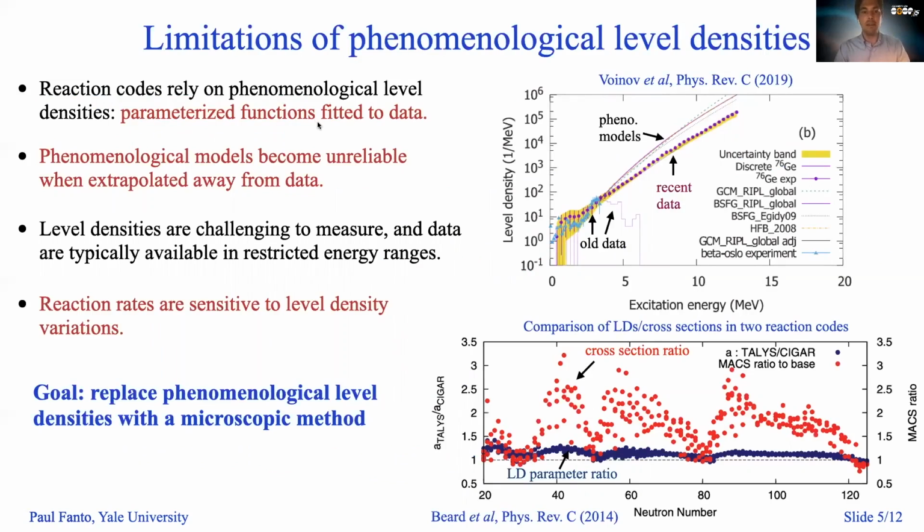First, I will highlight the limitations of the current level density models. Most reaction codes rely on phenomenological level densities, which are parameterized functions that are fitted to data where this data is available, and then extrapolated to describe other nuclei. The problem with these phenomenological models is that they become unreliable when extrapolated in this way. And this problem is compounded because level densities are challenging to measure, and so data are typically available only in restricted energy ranges. This figure here highlights this problem nicely.